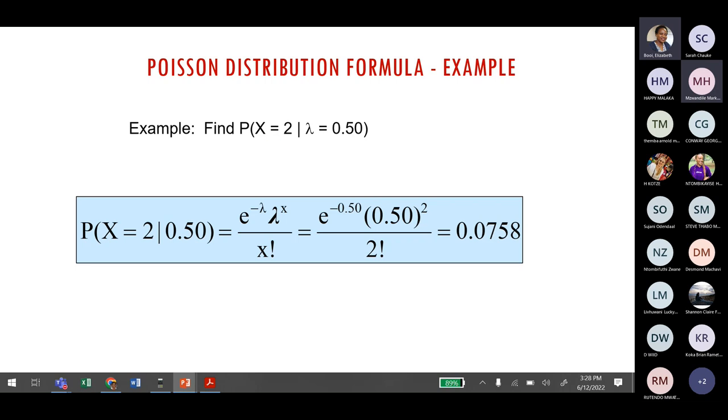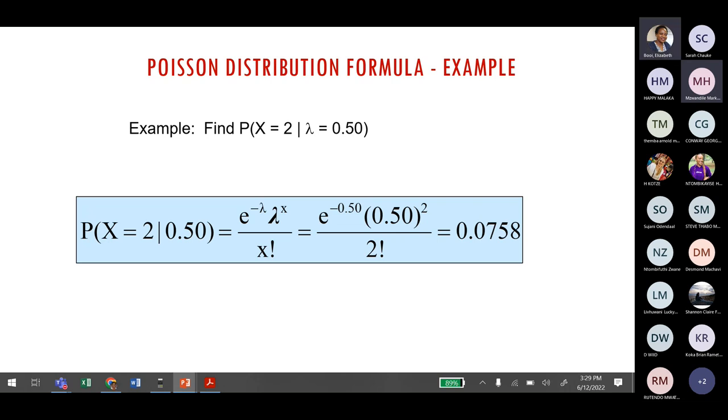So we know our X is 2, our lambda is 0.5. We go to the formula and substitute our lambda 0.5, and substitute X, X is 2. So it will be E to the power of negative 0.5 times 0.5 to the power of 2 divided by X factorial, which is 2 factorial. And when you calculate the entire value, you get 0.0758. And that's when you are calculating manually.